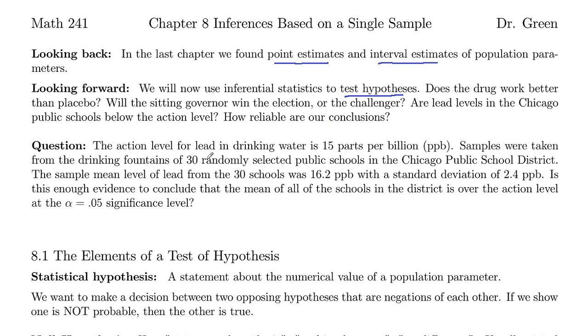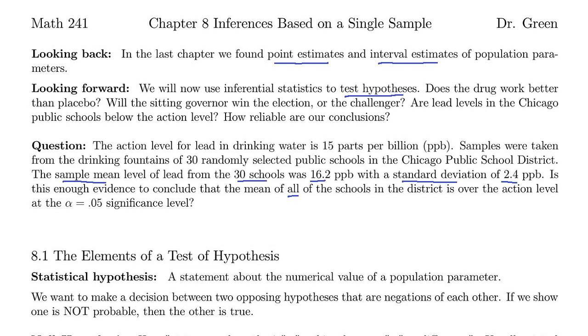Let's say that the action level for lead in drinking water is 15 parts per billion. Samples were taken from drinking fountains at 30 randomly selected public schools in CPS. The sample mean level for the 30 schools was 16.2 parts per billion. The standard deviation was 2.4. So we've got mean and spread. Is this enough evidence to conclude the mean for all of the schools in the district is over that action level at the 0.05 significance level? So that's the question that we want to answer.